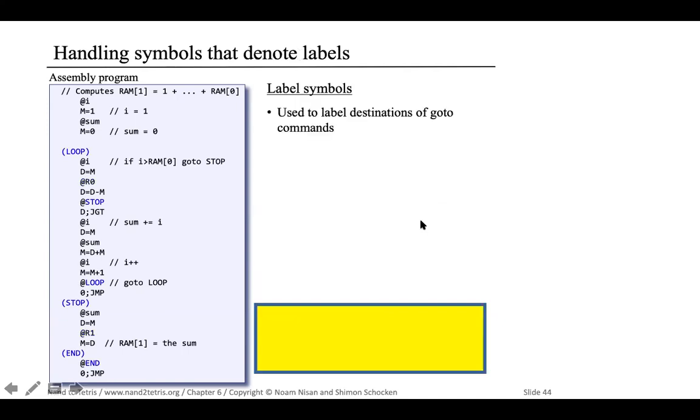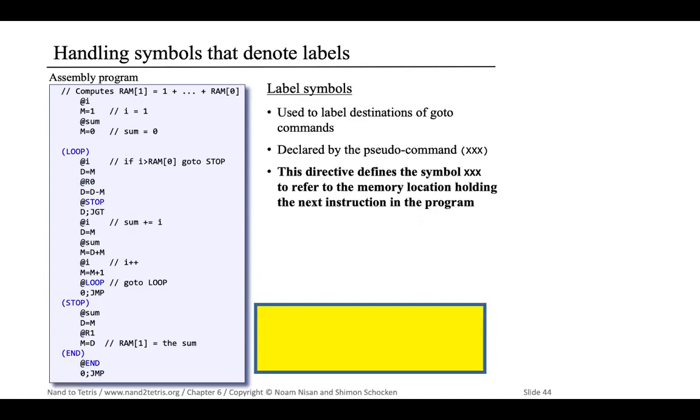Labels, how do you identify labels? They are declared by this command, parenthesis. This directive defines a symbol to refer to the memory location holding the next instruction in the program, right? So it starts with 0, loop is 4. As an assembler, you have to keep an eye out for all the declarations. That means we have to keep an eye out for all the parentheses.